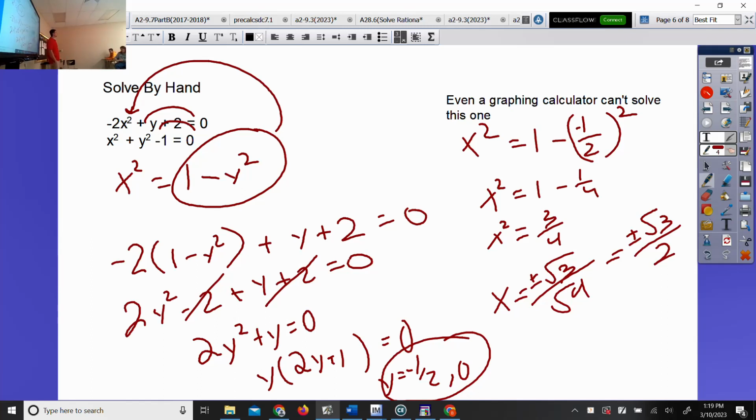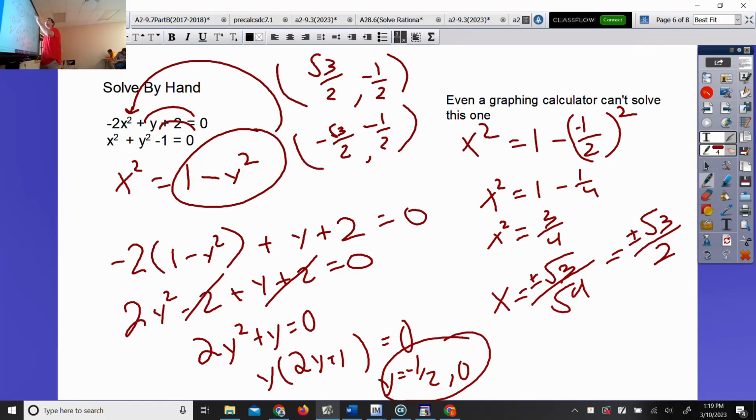So when y was negative half, how many x values did you generate? 2. So you got 2 ordered pairs from that one. You got positive root 3 over 2, and you got negative root 3 over 2. Are you done? No. Don't you wish you were?